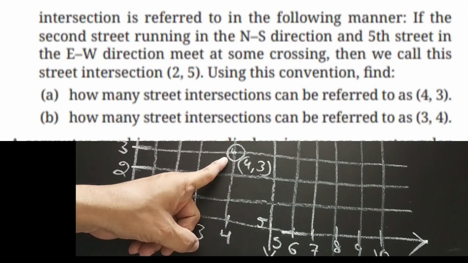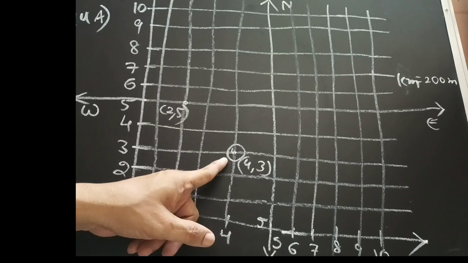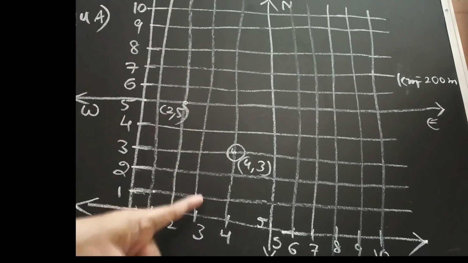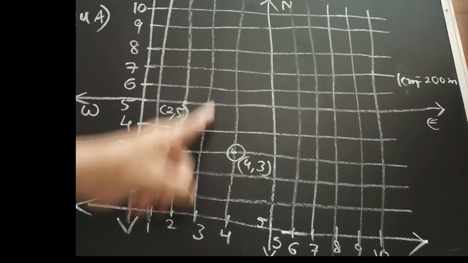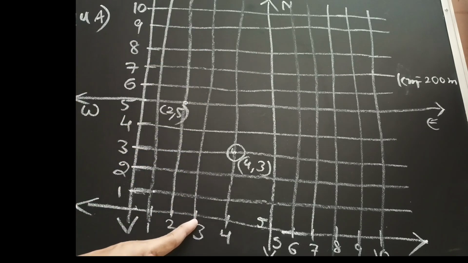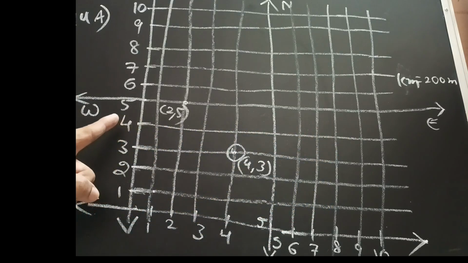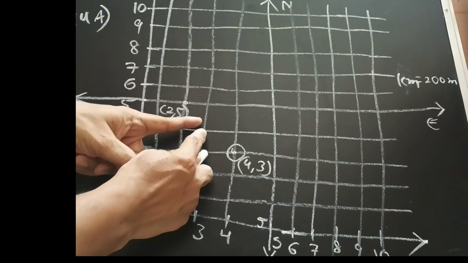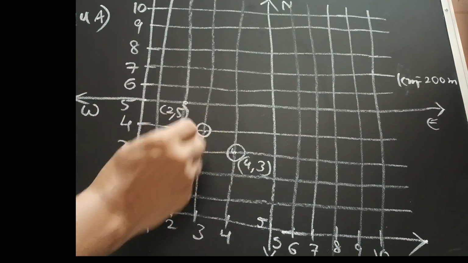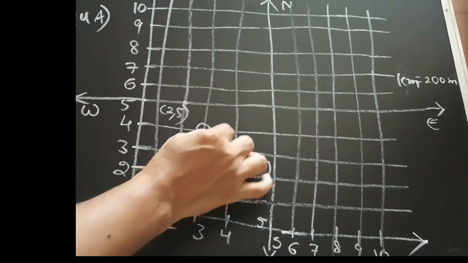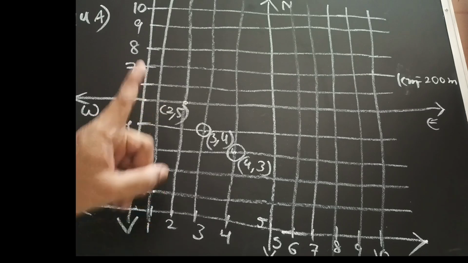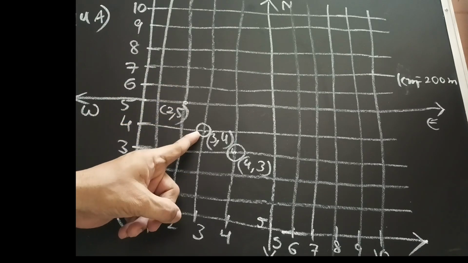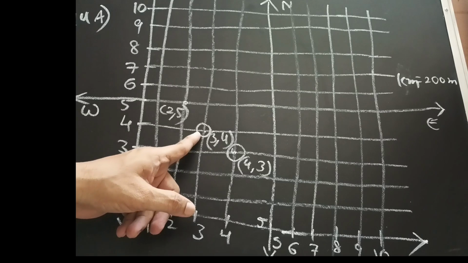Next, second question, 3, 4. 3, 4 means 3 in north-south direction. This is 3 north-south direction. Third street is this one. Next, fourth street in east-west direction. East-west direction, fourth street is this one. So where these two streets are intersecting, this is the intersection point of these two streets, which is 3, 4. Now how many intersection points are there? Only one intersection point, which is 3, 4. So this is about the 14th answer.